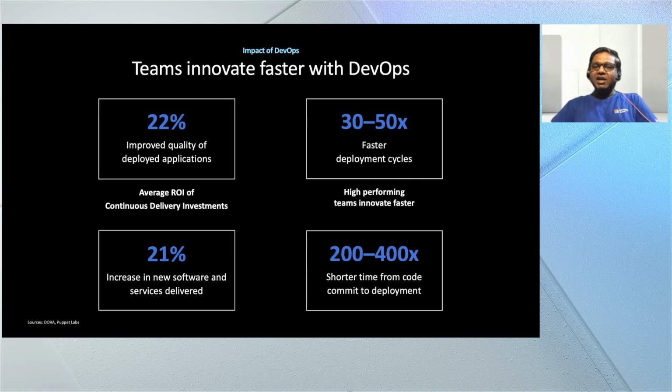There are many ways of achieving continuous delivery for Azure. You can use Jenkins, you can use Azure Pipelines, you can use GitHub Actions. In today's session, I will showcase how you can achieve continuous delivery using GitHub Actions.